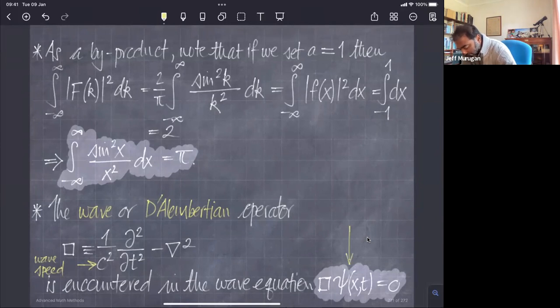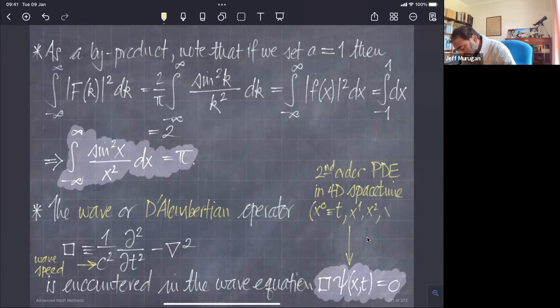This is a second order PDE in four-dimensional space-time, which I'm going to take to have coordinates x0, which is time, x1, x2, and x3, denoting x, y, and z, respectively. So I expect that Fourier transform momentum space is going to be a four-dimensional space with coordinates k0, k1, k2, and k3.